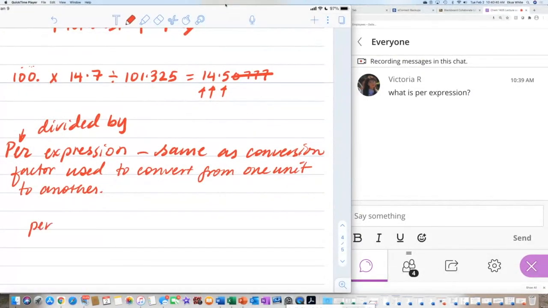So you have a per expression, you have a conversion factor, and you also have an equality.